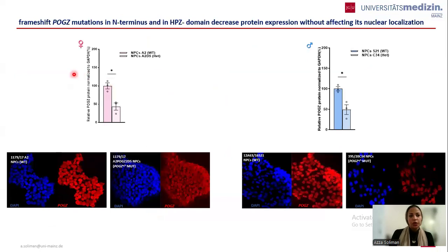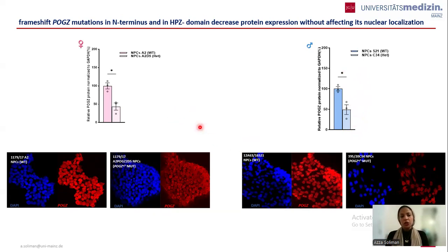The first thing that we wanted to investigate is the effect of these two frameshift mutations, in the N-terminus and in the HPZ domain, on the protein level and the nuclear localization. Both mutations affect the protein expression. You can see in the female that the mutant NPCs showed almost half of the protein expression, and also in the patient NPCs, compared to the wild type.